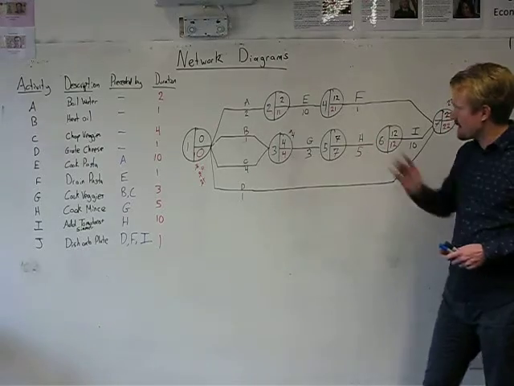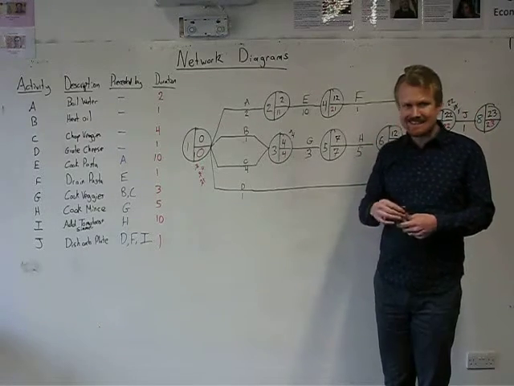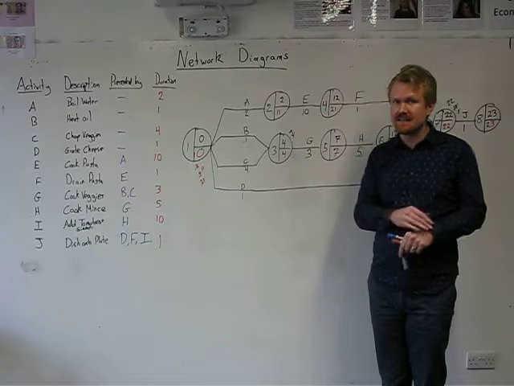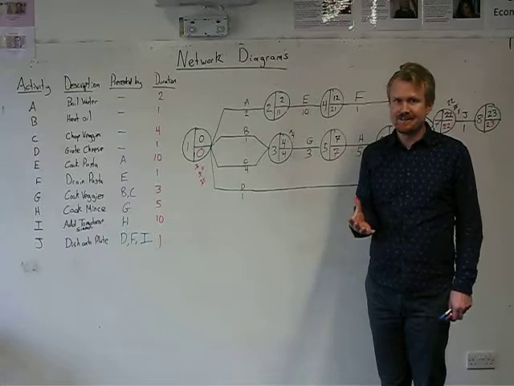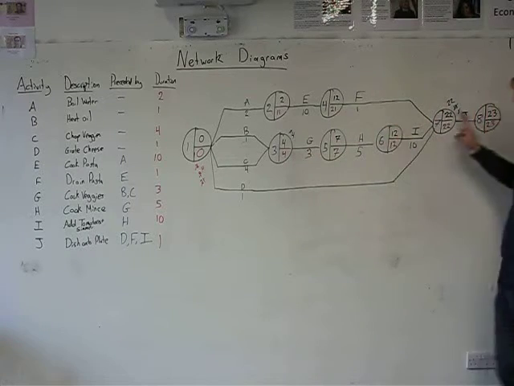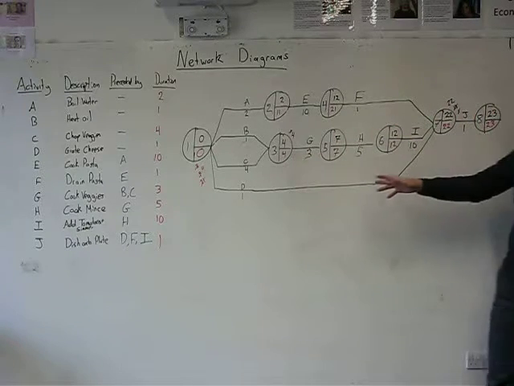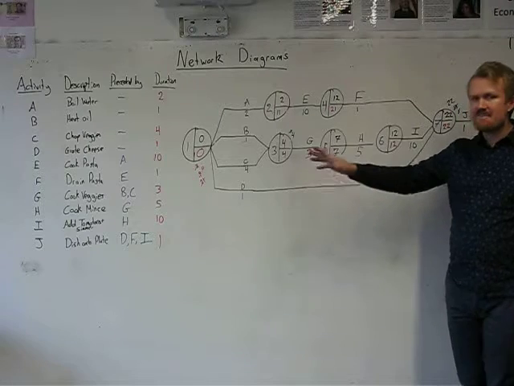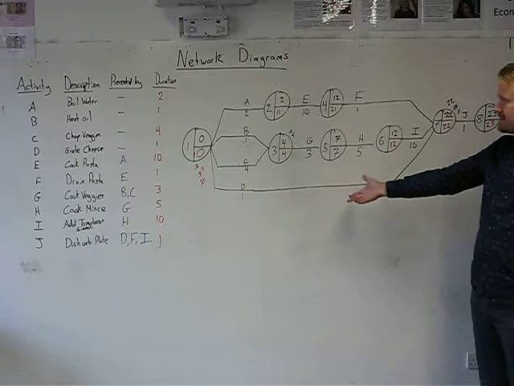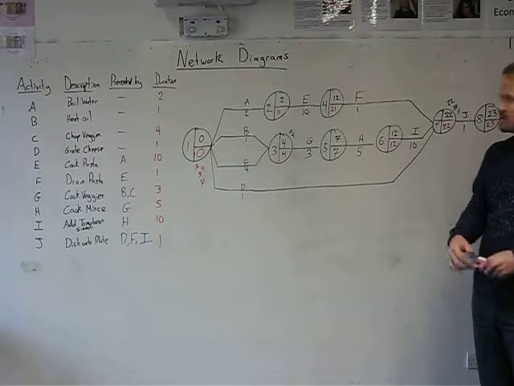The other thing that I'm going to include in this video is to say, what is the critical path? The critical path are those activities that you cannot afford to delay at all without delaying the entire project. So basically we're looking for activities which, if you delayed them, you'd get longer than 23 minutes.